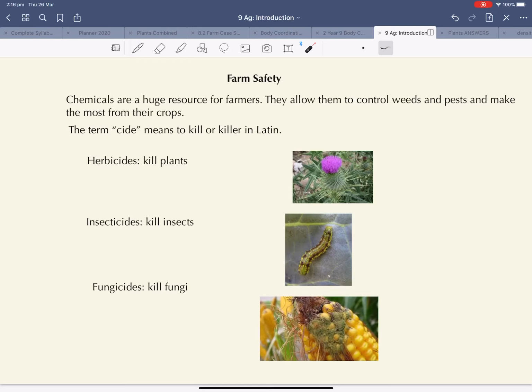So we've got some diagrams here, some pictures. We've got a pretty common thistle. It's a Scotch thistle or a black thistle. That can be a pretty big issue in some of our pasture zones.